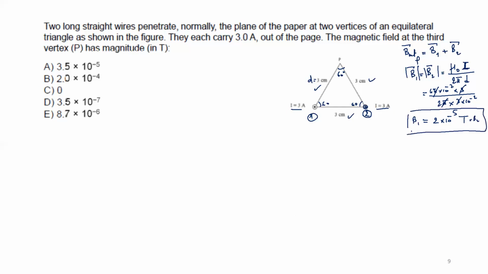Now, that's still not the question. The question is to get B net in magnitude. Now let's draw B1 and B2. If the center is here, at any point located on my circle of radius D, I have the same magnitude of magnetic field. So now, using the right-hand rule, my thumb is pointing in the direction of the current, and my fingers will be pointing in this direction.